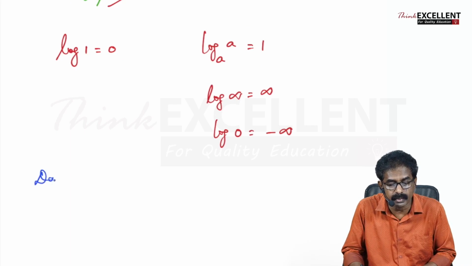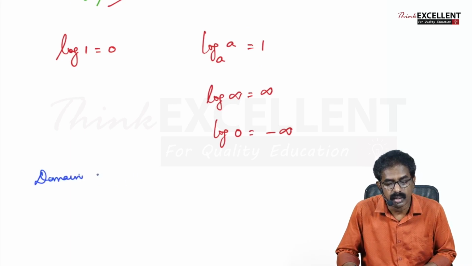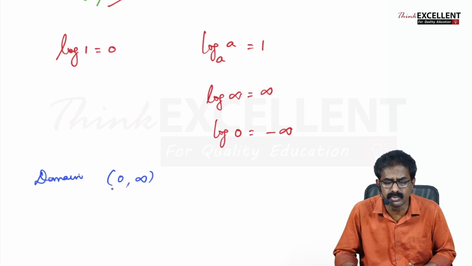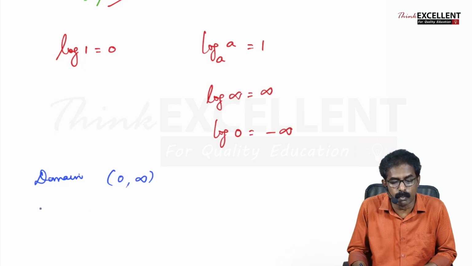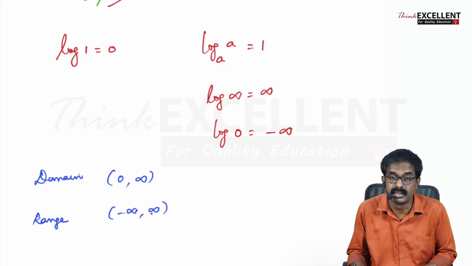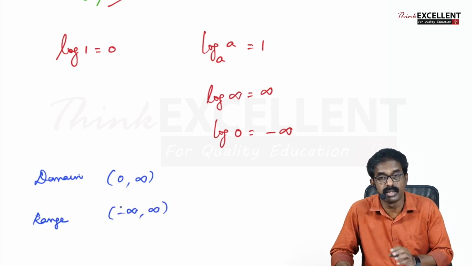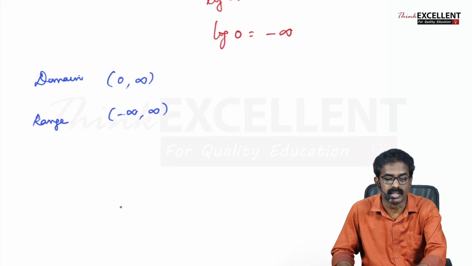So the domain of logarithmic function, for logarithm, what is the domain? It is 0 to infinity. If you put 0, it is minus infinity, right? So you can't give 0. So you can give up to what? 0 to infinity. This is the domain. But the range is, your answers will be from minus infinity to plus infinity. Okay, so domain is 0 to infinity and the range is minus infinity to plus infinity.